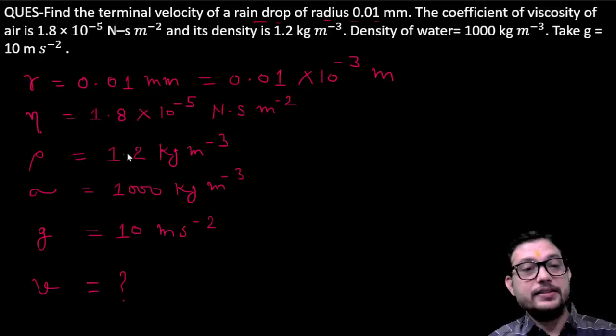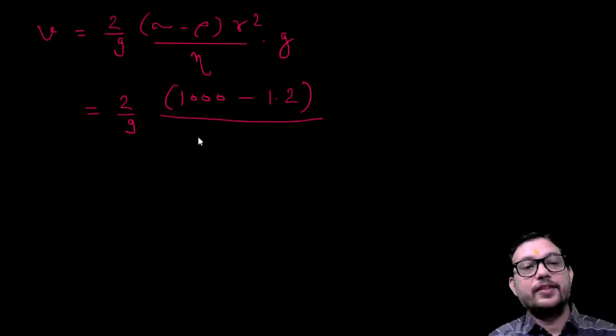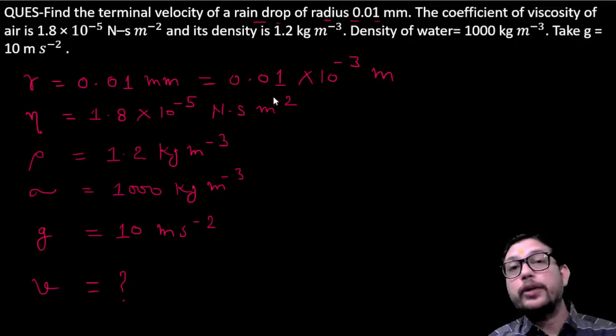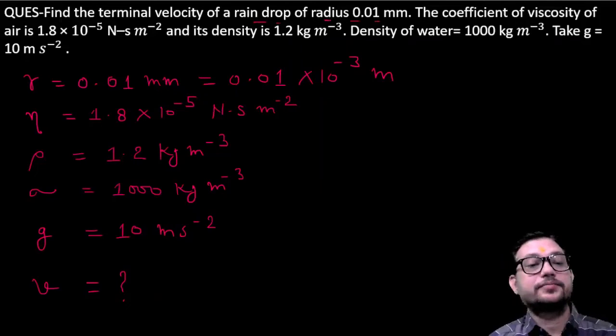So eta is your 1.8 times 10 to the power minus 5. So it will be 1.8 into 10 to the power minus 5. This is eta into r square. So r is your 0.01 times 10 to the power minus 3.